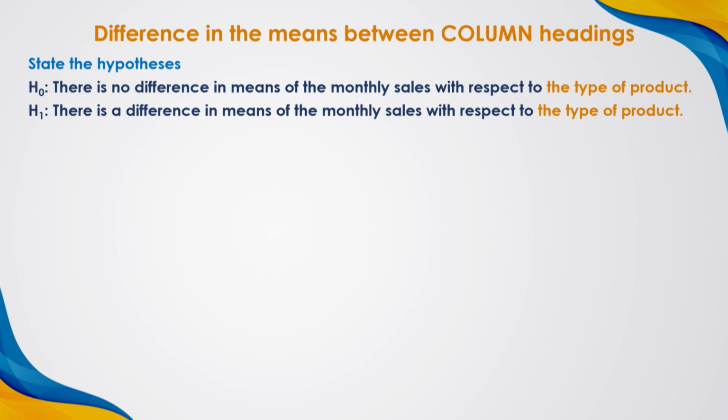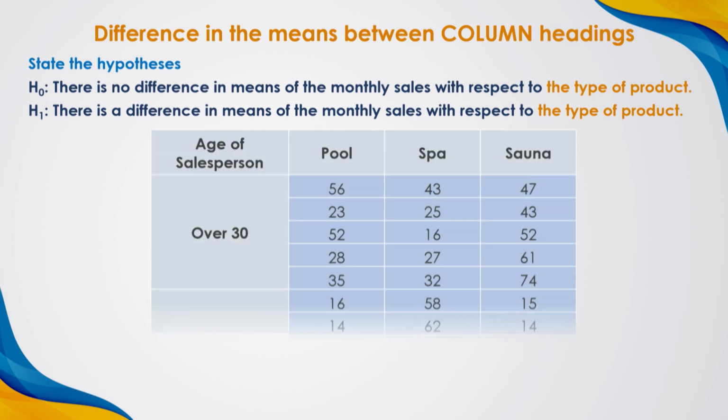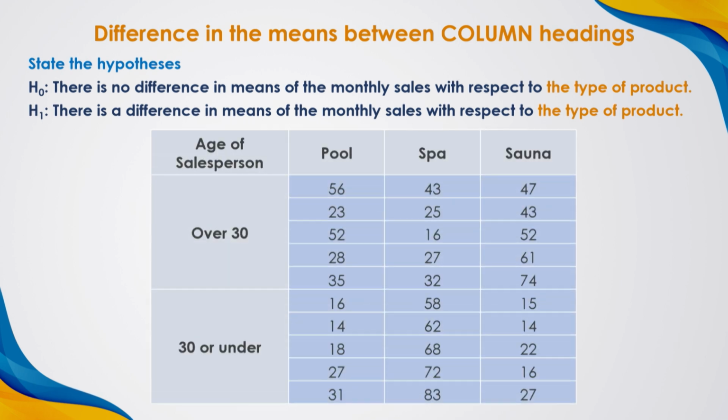And similarly, the alternative hypothesis is that there is a significant difference between the average monthly sales regarding the type of the product. Now, if you observe this data, here our comparison is whether there is any significant difference between the columns. The previous one was the rows.